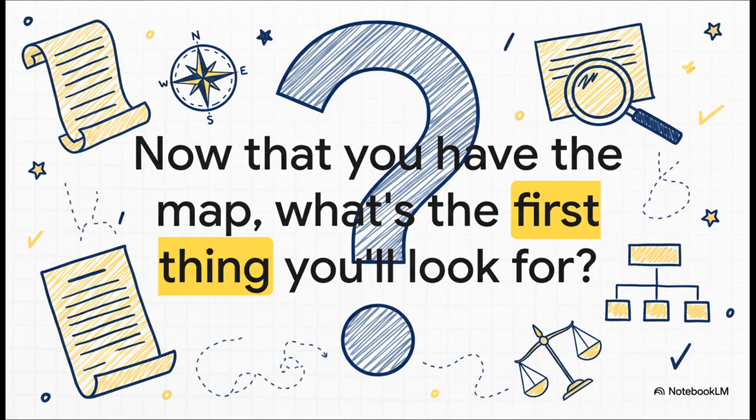So I'll leave you with this thought. Now that you're armed with this map, the next time a dense contract lands in front of you, what's the first section you're going to flip to so you can start making sense of it all?